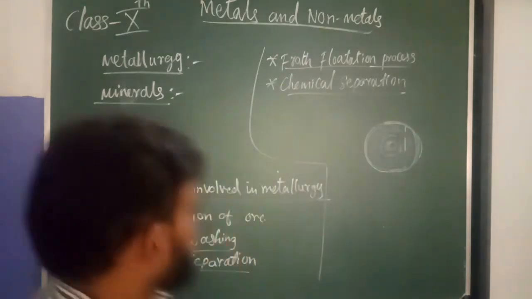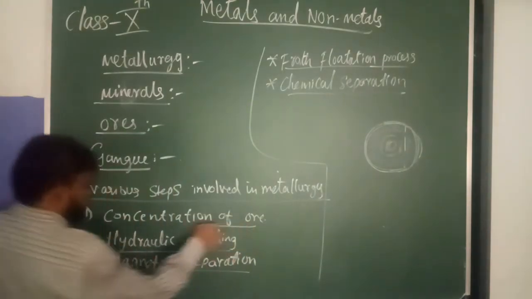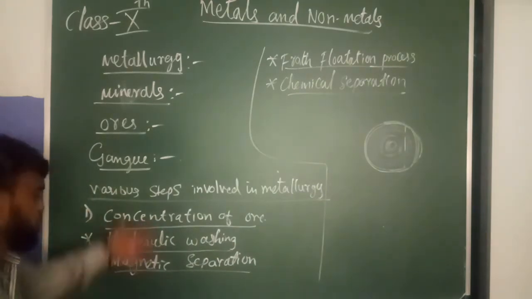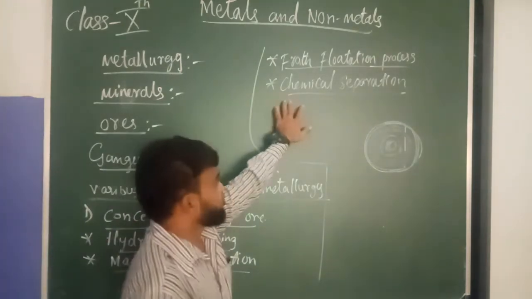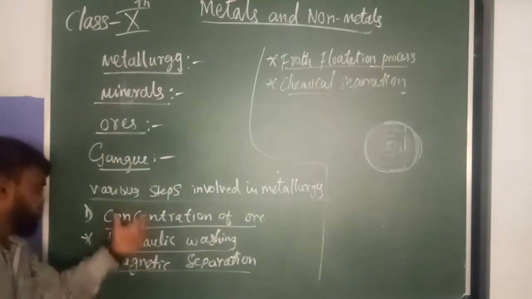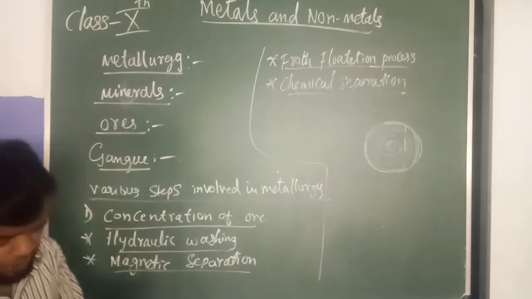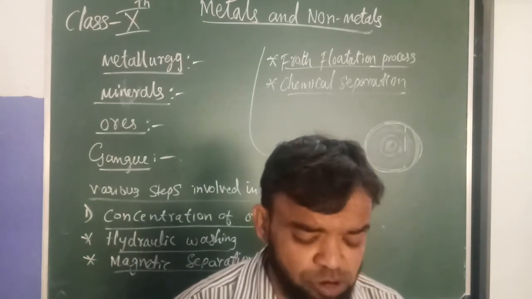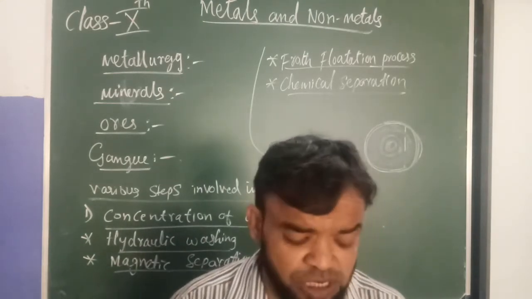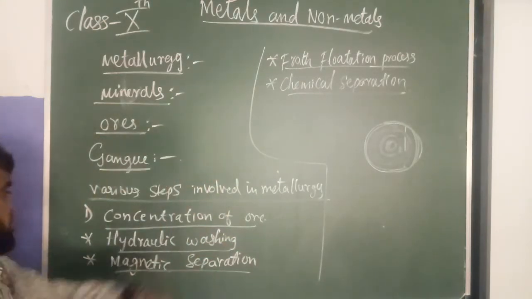Now, the various steps involved in metallurgy. The first is concentration of ore, in which we separate the metal using four processes: first, second, third, and fourth. We can use any process to make a concentration of ores. Concentration of ore involves various methods like hydraulic washing, magnetic separation, flotation process, and chemical separation. Understood? That is concentration of ore.